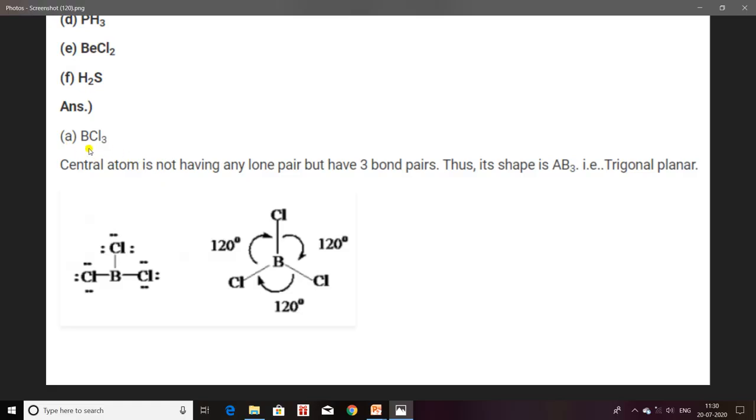Now in the BCl3 formula, 3 atoms are attached to boron, right? So how many bond pairs does it have? It has 3 bond pairs. Okay, 3 electron pairs and 3 bond pairs. So that means this is the shape. It is trigonal planar because there are 3 bonds present and there is no lone pair here. The angle between these two bonds is 120 degrees.